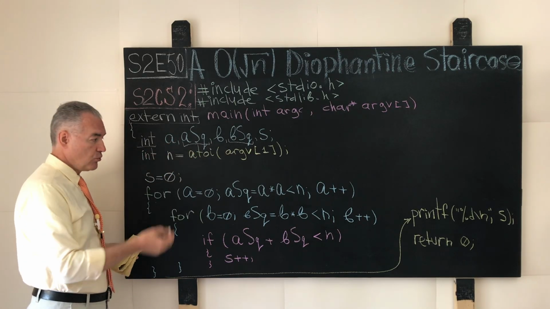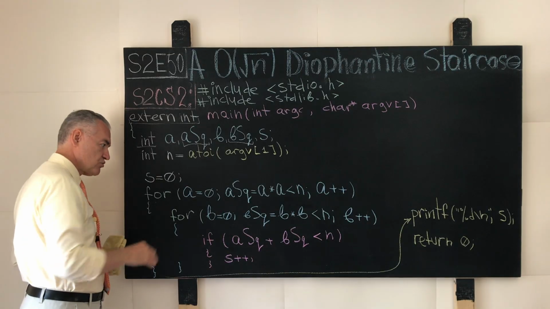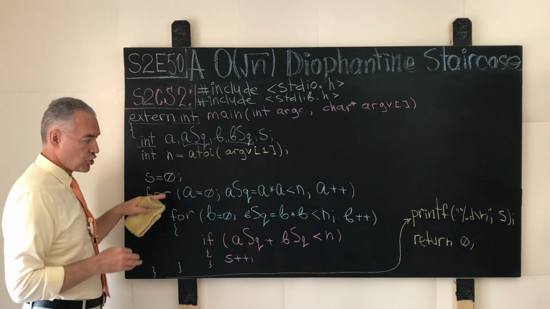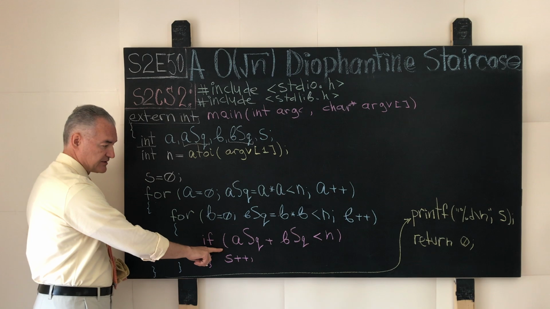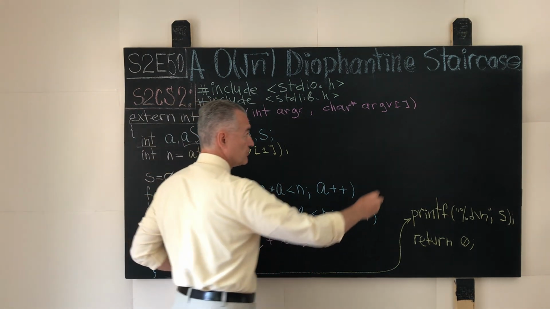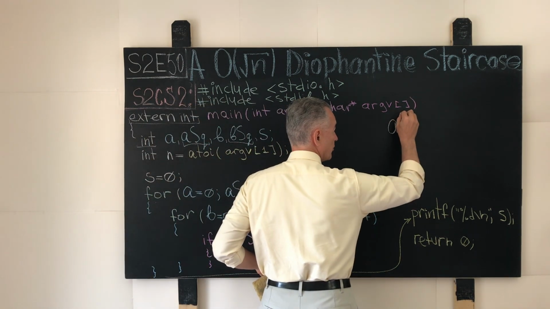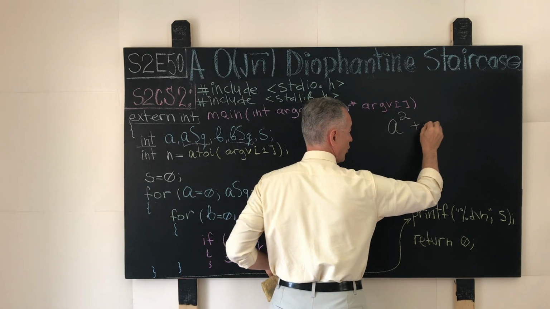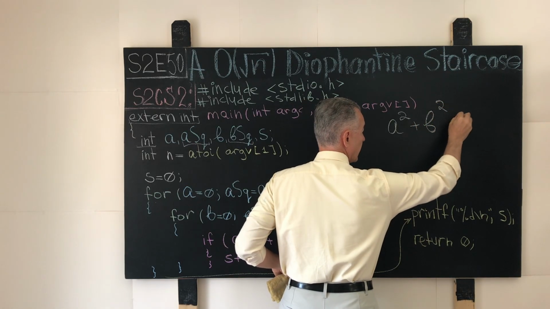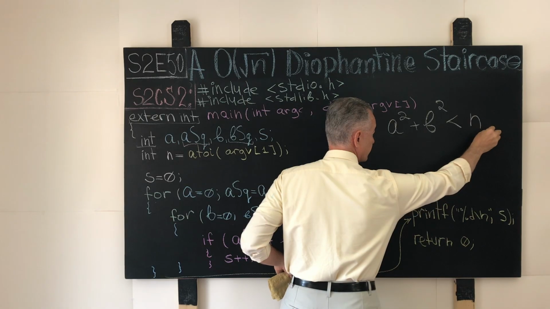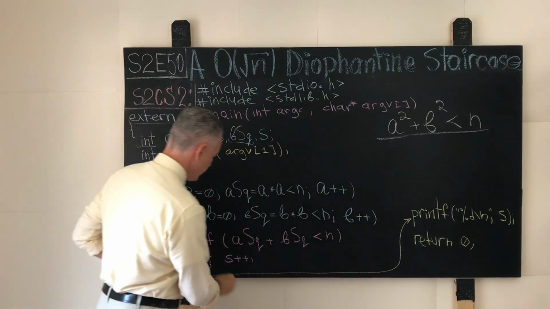And then once we saturate these variables with current values, run the test, which is what? Remember, we have to find the ordered pairs of whole non-negative numbers A and B such that A squared plus B squared is strictly less than n. So this is where we do it.